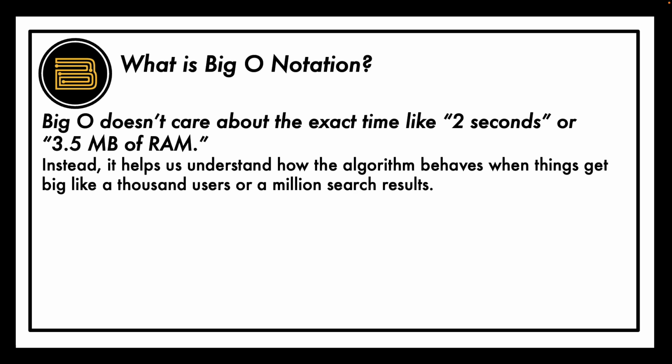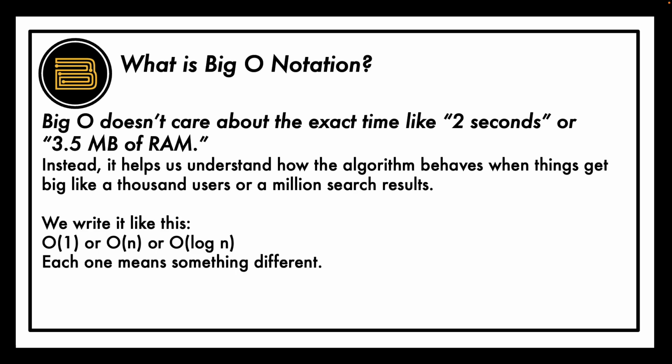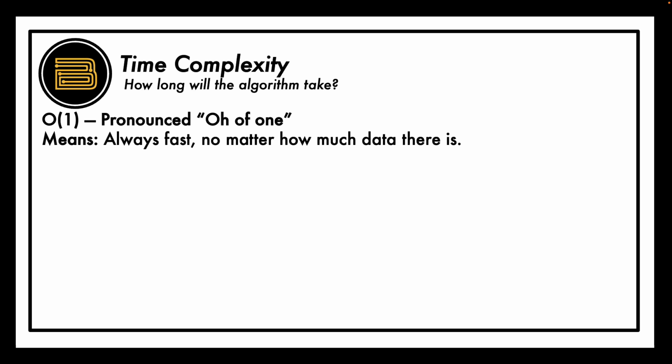And we write Big O like this: O of 1, or O of n, or O log n. Each one means something different, and we're going to walk through the most common ones using examples from real apps you've used before. We're going to start with O of 1.